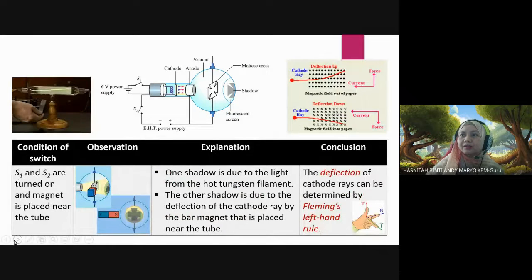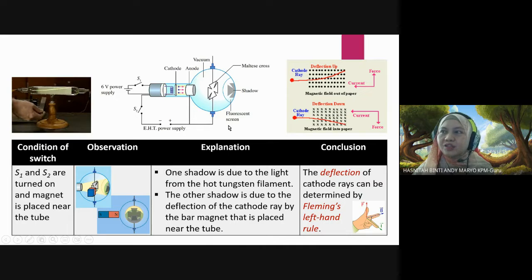Okay, then students, now again S1 and S2 are switched on. And now we bring a magnet closer to the tube, for example as seen in this diagram, on the left and on the right. So you will see now the shadow will be deflected from the center. It deflects to a certain direction. One shadow is due to the light from the hot tungsten filament. Can you see here we have a double shadow?